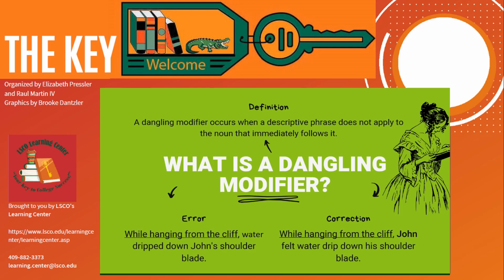So, why not bring the subject to the front of the modified phrase? To fix this error, for clarity's sake, you'll just have to place John before water. For instance, say, "While hanging from the cliff, John felt water drip down his shoulder blade." While each sentence means the same thing, the second is easier to follow.